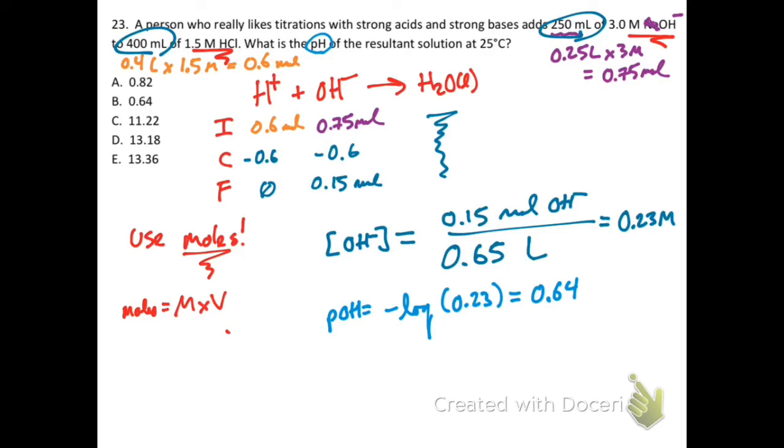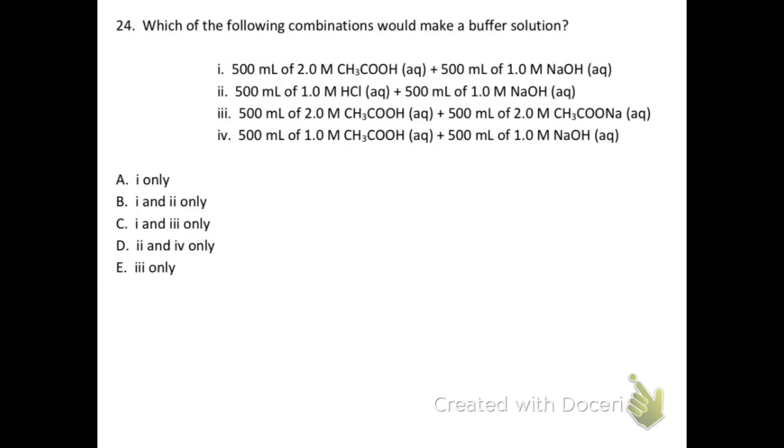And we're close to it by knowing the pOH, but we need to use the fact that pH plus pOH at 25 degrees Celsius equals 14. So we'll subtract this value from 14 and get our answer, which is the pH is equal to 13.36, or choice E.